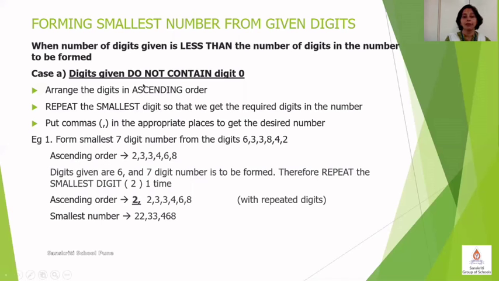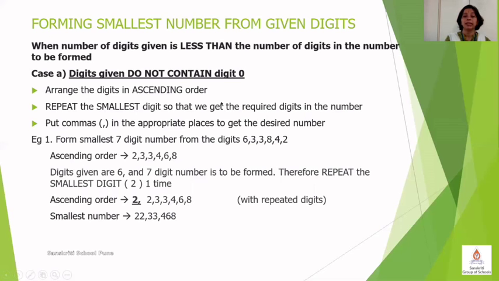Now the first case that we are going to consider here is when the digits given do not contain the digit 0. That means we are given digits from 1 to 9. So let's see the steps that we will follow. The first step is that we'll arrange the digits in ascending order. And we will need to repeat the smallest digit. Why will we need to repeat the smallest digit? Because the digits given are less as compared to the number of digits in the smallest number to be formed. And the last step would be to put the commas in the appropriate places.